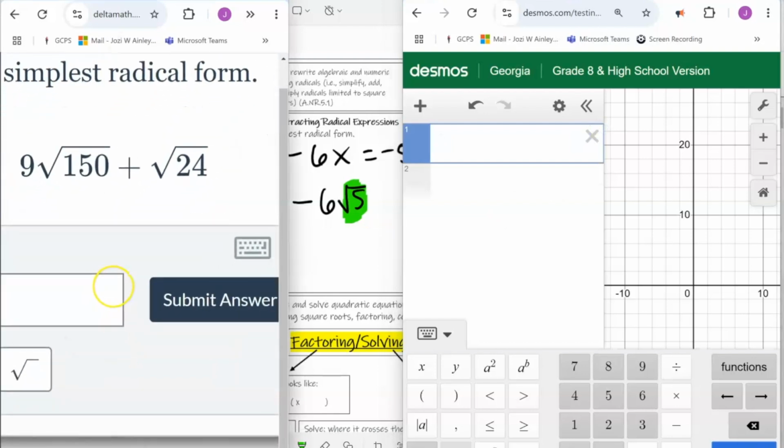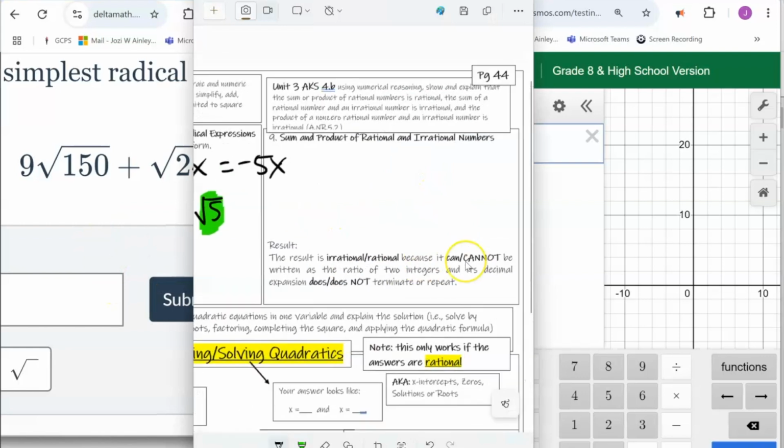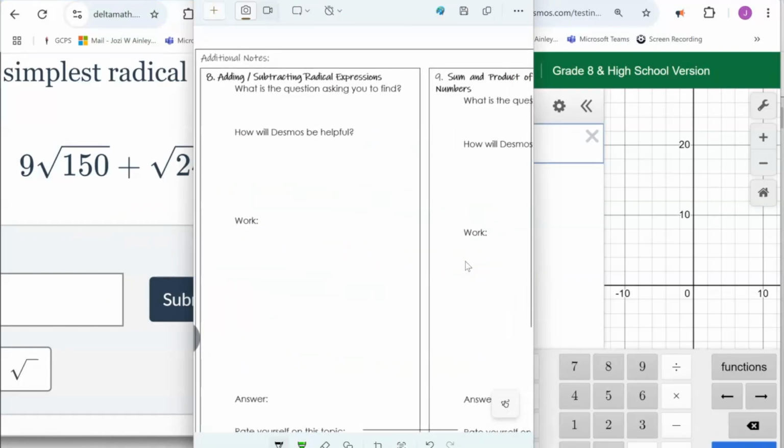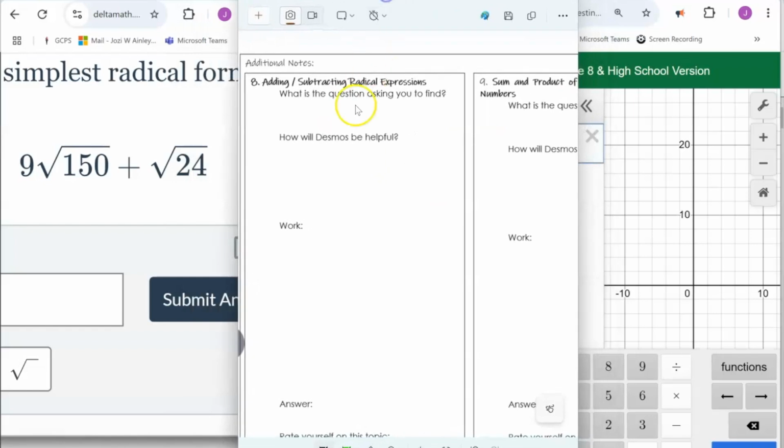Are my radicals the same? No, they are not. Because they are not the same, let's go ahead and write our question here. You don't have to do this question. You can write down any question that you like. It's just up to you to find the questions that you need.